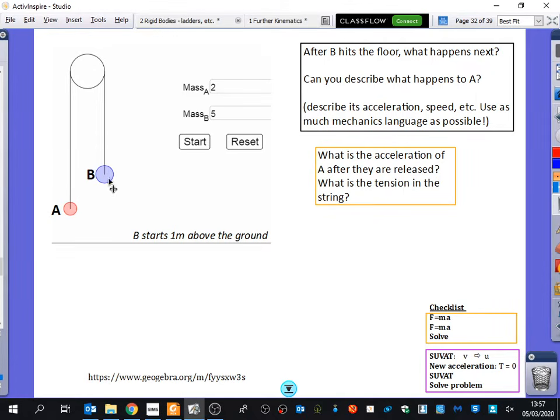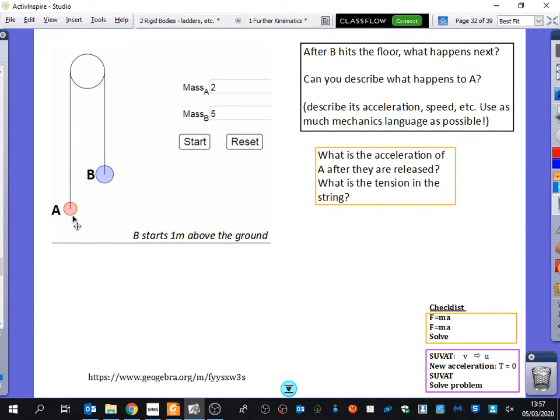Okay, good. So when B hits the floor and A moves a bit more, the string becomes slack. The string loses its tautness, okay? If a string is loose, how much tension has it got? None, it's got 0. Okay, that's important. What was making A accelerate? Okay, so the B was creating tension, and then what was making A accelerate? The tension. Although it was the weight of B, it was actually the tension.